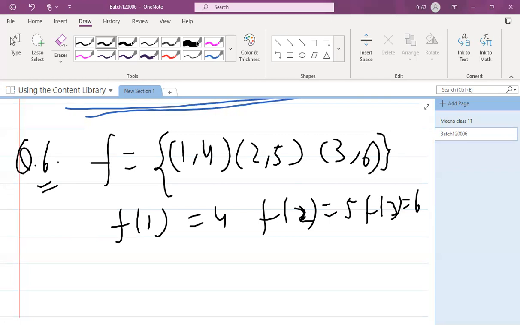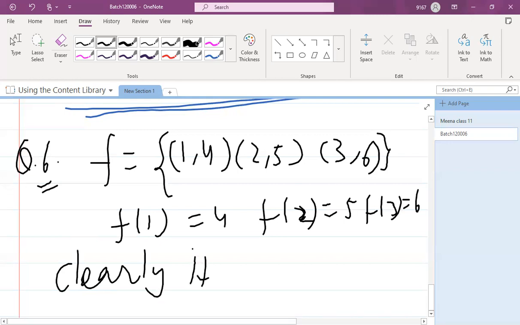So it is clearly a one-one function. Clearly it is a one-one function.